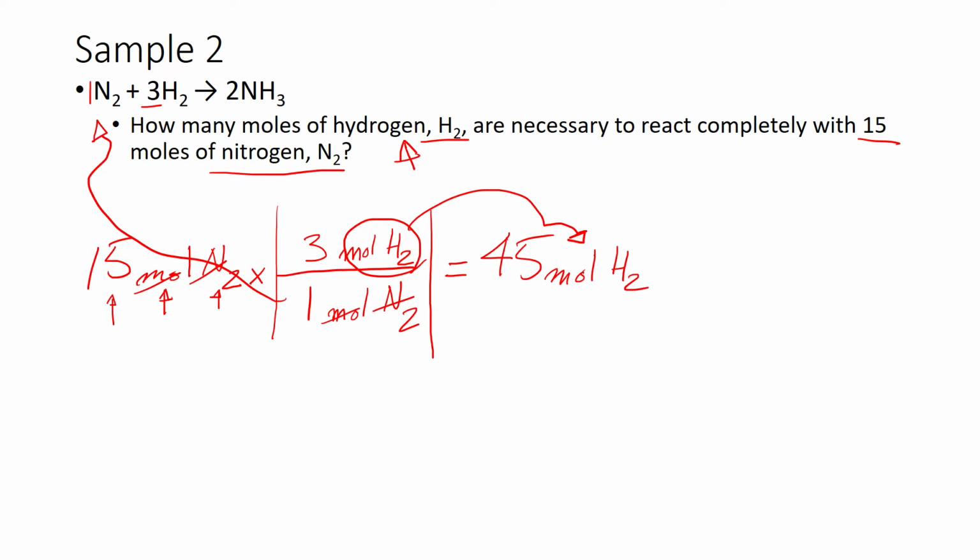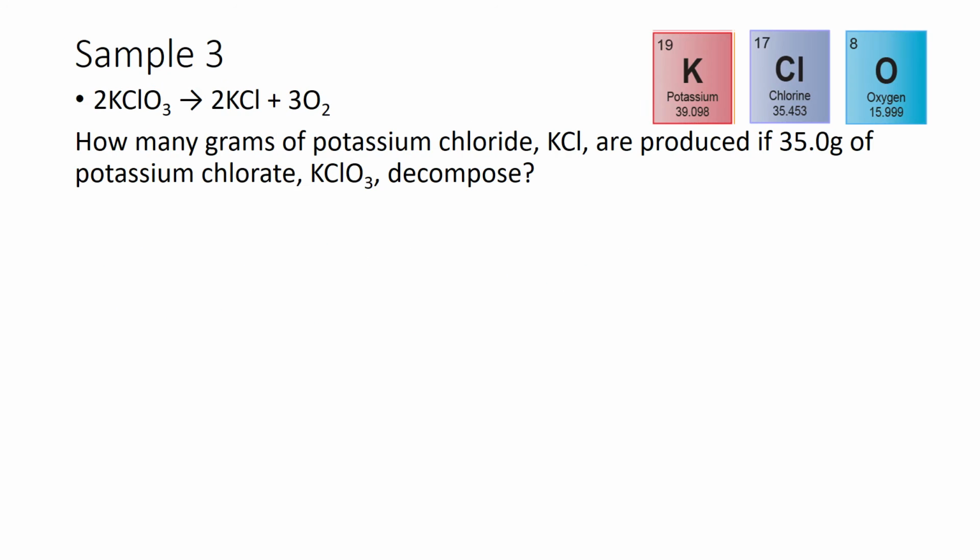Let's go to some more complicated ones. Here, we're not in moles this time, we're in grams. It wants grams of potassium chloride given grams of potassium chlorate. So we can't use the chemical equation yet. The chemical equation is written in moles. It's written in numbers of atoms or molecules and counts in moles. And right now we are given grams. So that's no good. So the first thing we should do is convert to moles.